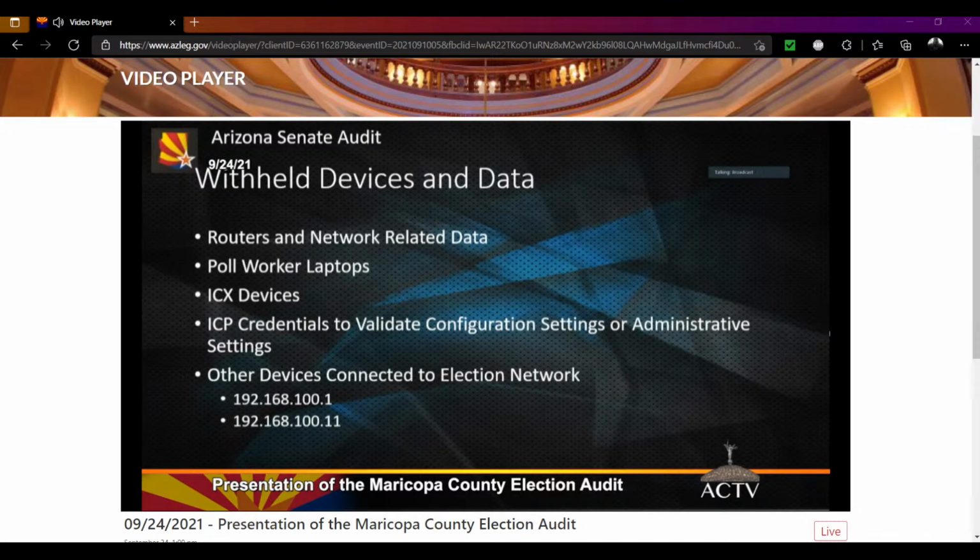We were not provided with the ICP credentials to validate the configuration settings or the administrative settings on the actual scanners, the ICPs. This was critical and a significant shortfall in that I cannot sit here today and tell you whether or not the wireless modems were enabled and connected to the internet at the time of the vote. And I cannot sit here and tell you today what the status was of the LAN connections that we know were inherent to those devices as part of the purchase from, or the lease from Dominion.